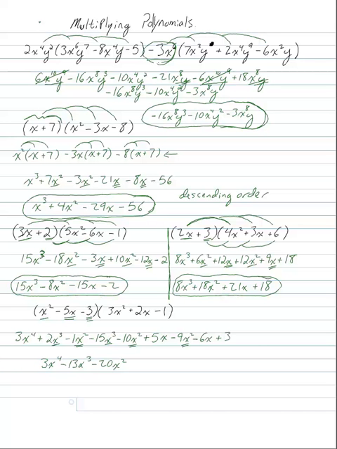X's, I have a positive 5x and a minus 6x. So that'd be minus 1x. You don't need to write the 1, so just minus x. My constant is still just plus 3. Check to make sure you have no other like terms. I don't. It's written in descending order, meaning highest exponent to the lowest. So I'm done.